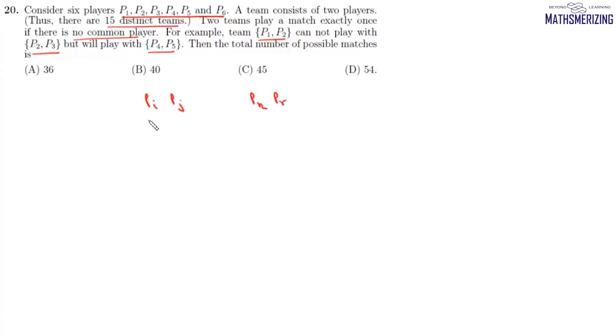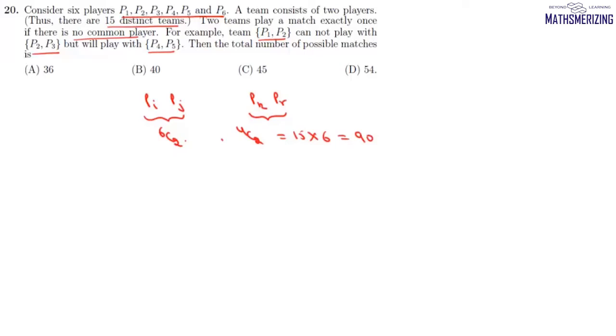Now first we'll choose this first team. In order to choose this first team, we need to choose 2 players from these 6 players, and it can be done in 6C2 ways. Now we have to find the number of ways in which we can select this second team. From these remaining 4 players, we have to select any 2 players, and it can be done in 4C2 ways. So the total number of such matches will be 6C2 into 4C2. Now 6C2 is 15 and 4C2 is 6, which gives 90. But there is no option 90.